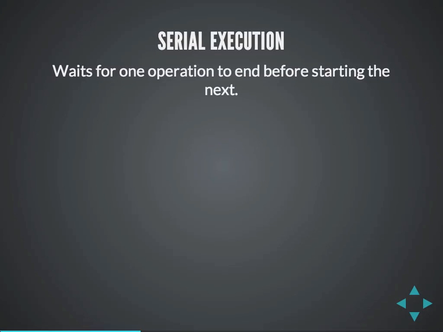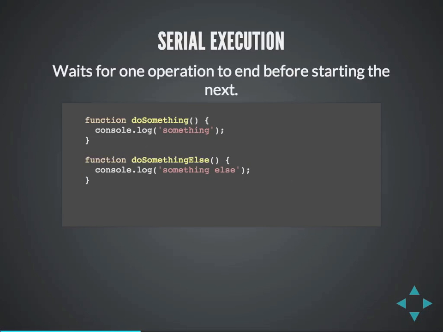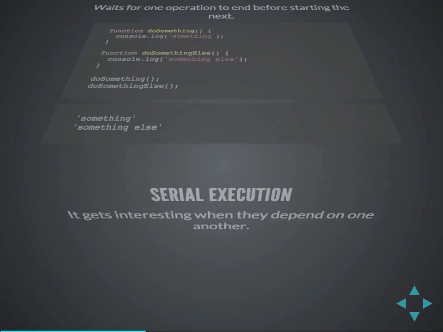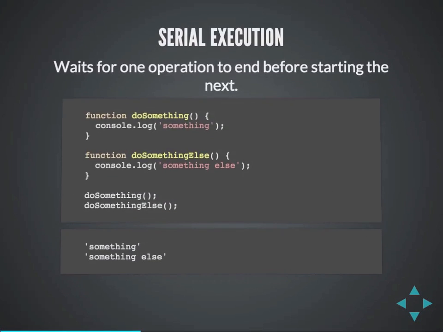Obviously everyone knows serial execution, so we're going to start with the easiest one first. It waits for one operation to end before starting the next. So we have two functions, one called doSomething, another one called doSomethingElse. You can call those back to back and you get something that's very expected. Everyone knows this. This is just reiterating what you already know.